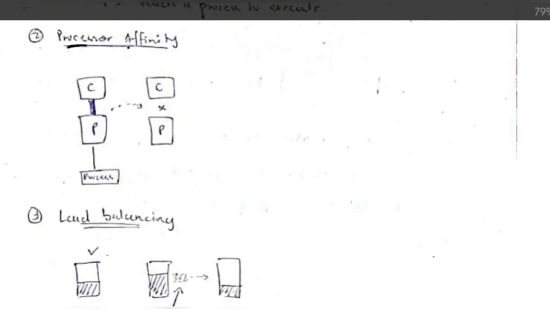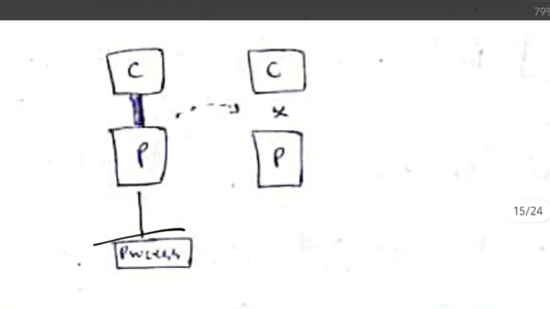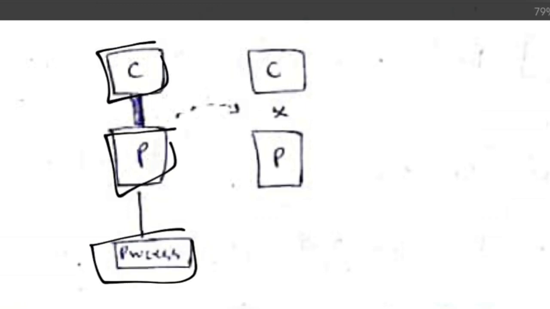The second one is processor affinity. To understand this, consider an example here. See, this is the process, this is the processor, and this is the cache. So when a process is getting executed, at that time the mostly accessed data will be stored in cache, so that the processor will access the data much faster.